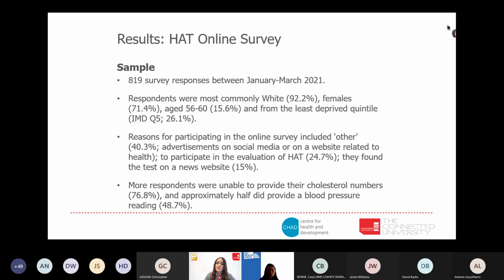More respondents were unable to provide their cholesterol numbers, so that was just over 3/4, as with the initial assessment. And approximately half did provide a blood pressure reading, again, so similar to the initial assessment and the HAT user data that we looked at.